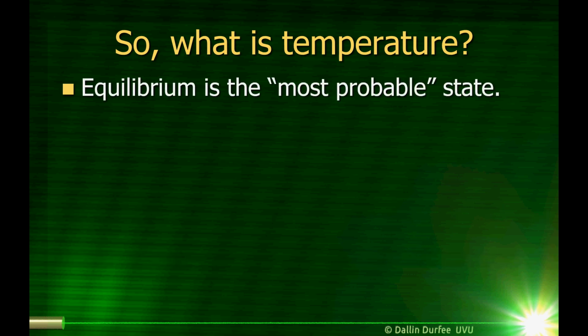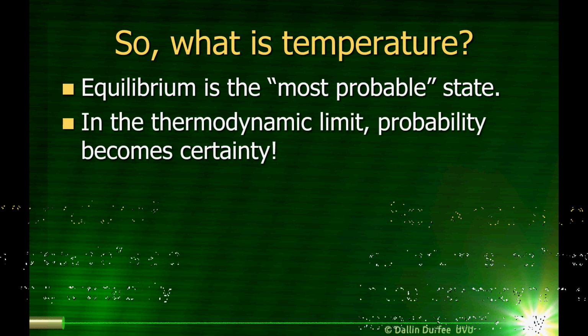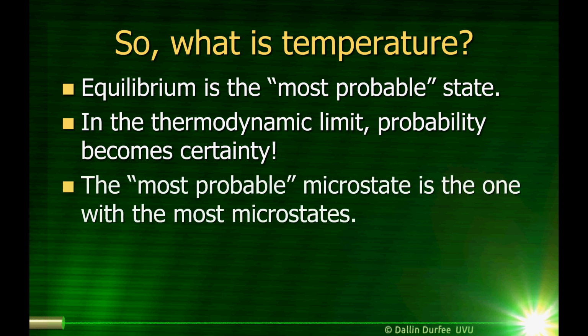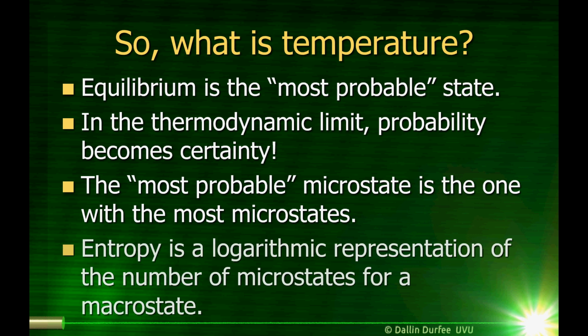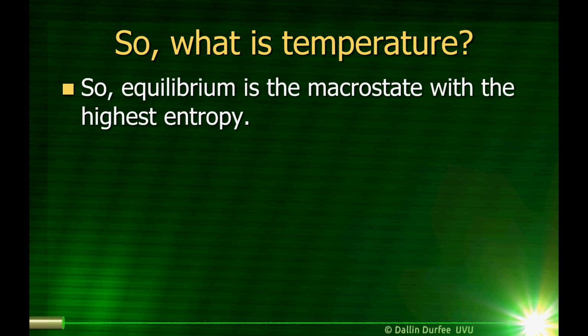Equilibrium is the most probable state. It's the macrostate that has the most microstates associated with it. In the thermodynamic limit, probability becomes certainty. So you're not just most likely to be in that most probable state. You're going to be very close to that most probable state, always. The most probable macrostate is the one with the most microstates associated with it. And entropy is a logarithmic representation of the number of microstates for a macrostate. So therefore, the equilibrium state, which is the most probable state, is the highest entropy state. So equilibrium is the macrostate with the highest entropy.